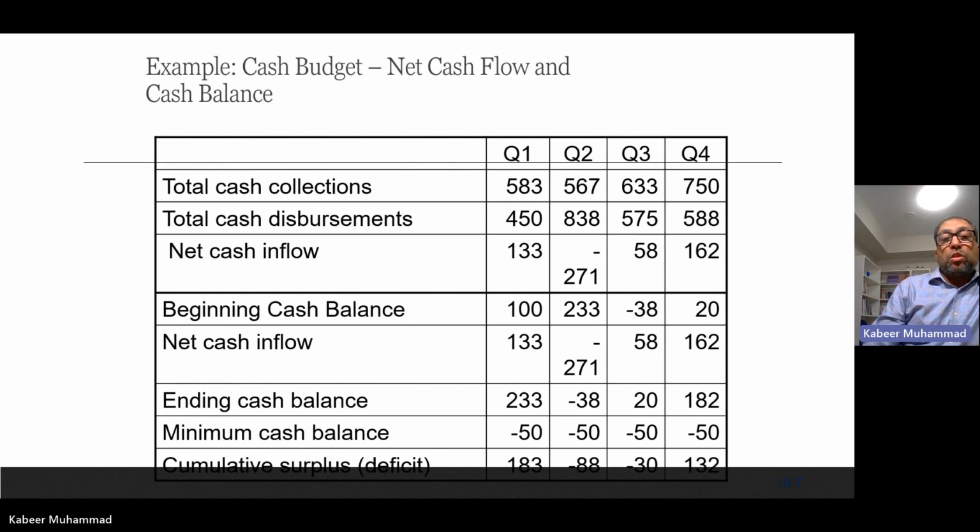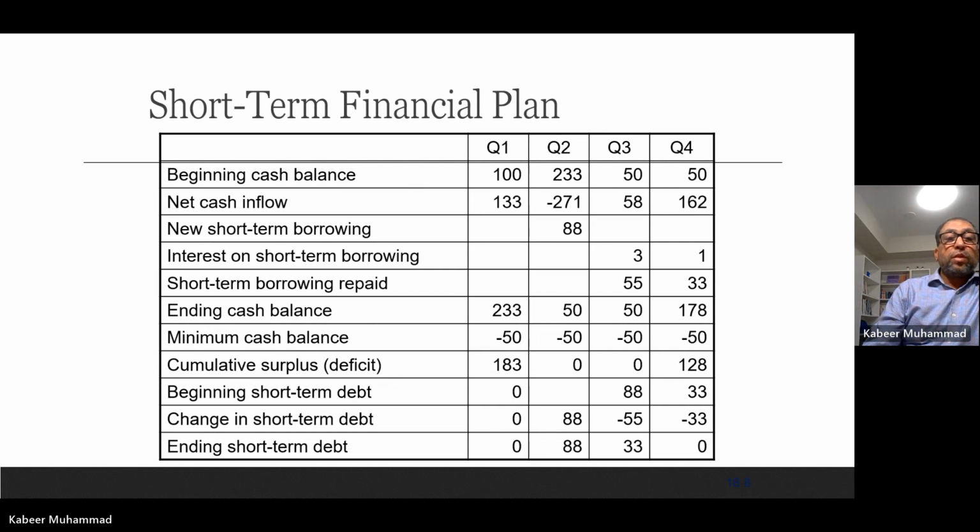And for quarters 2 and 3, we need to arrange short-term debt of 88 and 30. If these numbers are in millions, then it makes more sense. And again in the fourth quarter, we have to arrange for 132. This is what we call financial planning, or a financial plan.